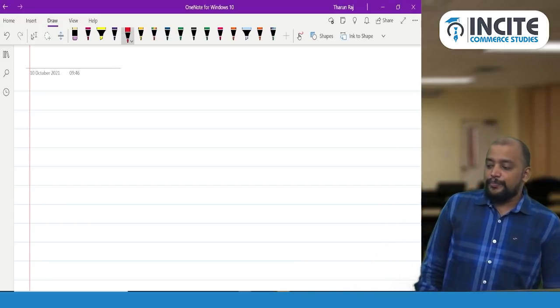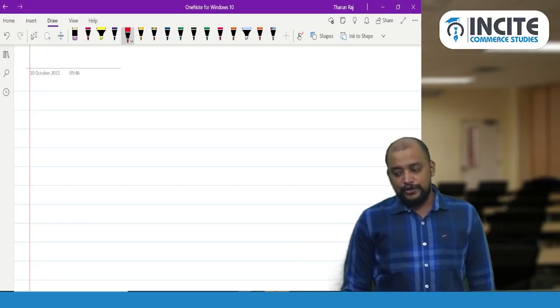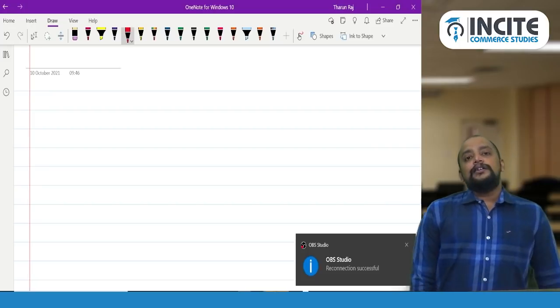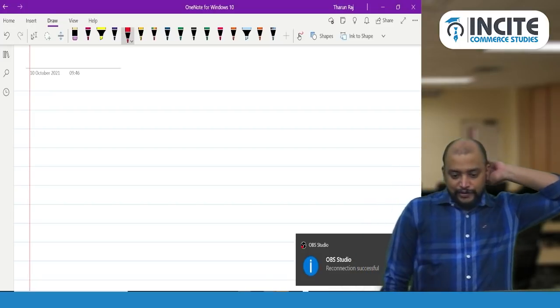Sir, this anti-dumping duty will not affect the basic customs duty or assessable value, right? Yes. It will not affect. Okay.